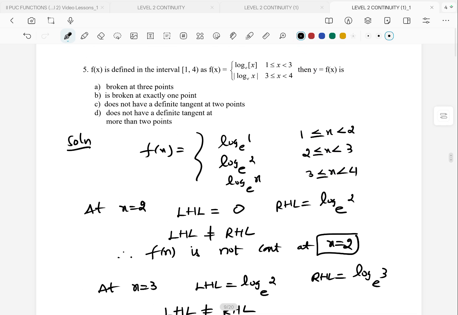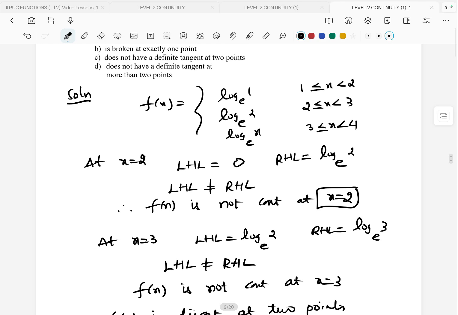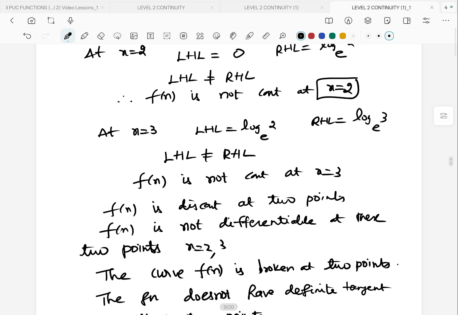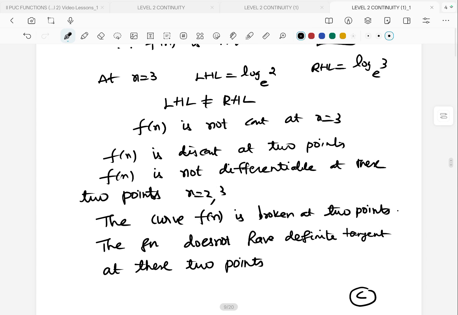So after defining f of x, we checked the continuity at x equal to 2 and 3, and then we concluded that the function does not have a definite tangent at these 2 points. Hope it's clear to all of you.